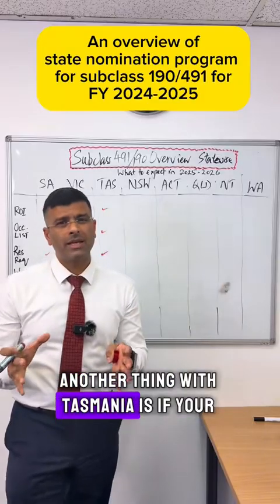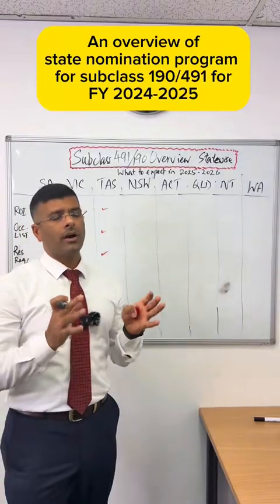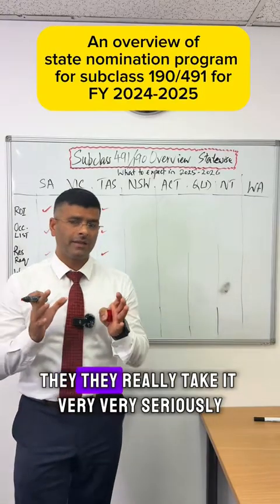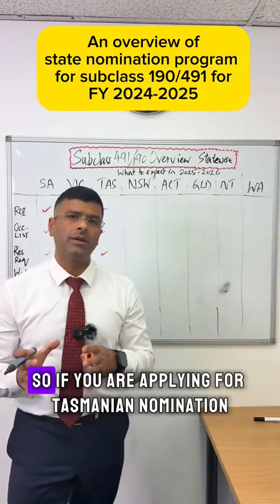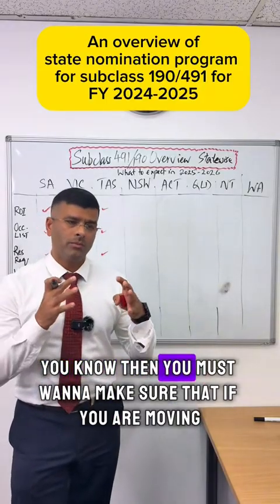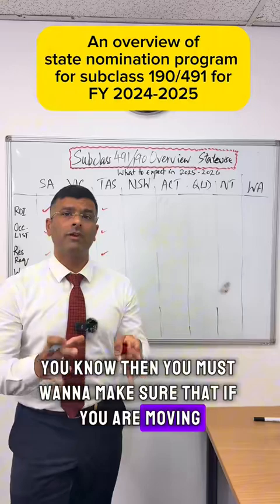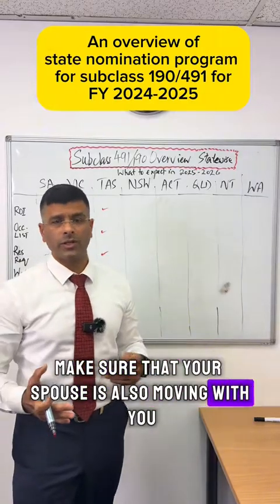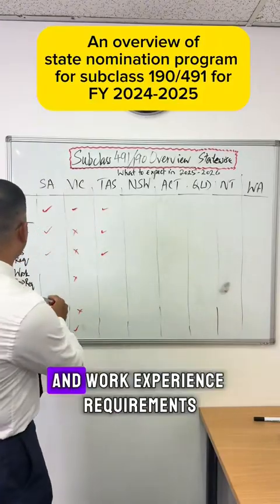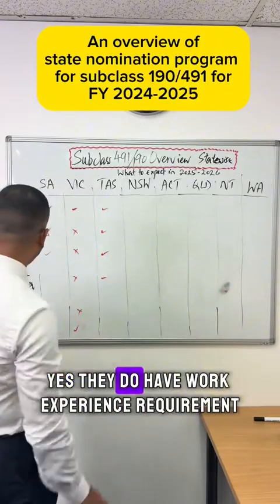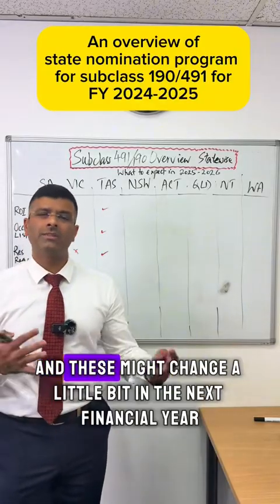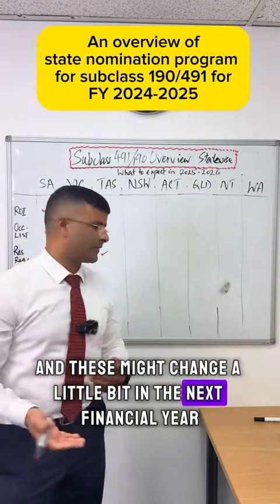Another thing with Tasmania is if your spouse is not living in Tasmania, they really take it very, very seriously. So if you are applying for Tasmanian nomination, then you must make sure that if you are moving, your spouse is also moving with you if you're targeting Tasmania 491 190. Okay, and work experience requirements, yes, they do have a work experience requirement, either 6 months or 3 months, and these might change a little bit in the next financial year.